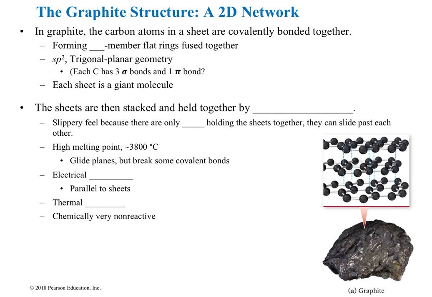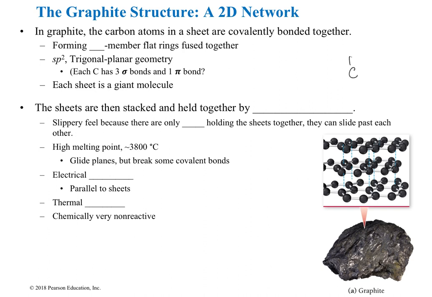We're going to spend a few slides just talking about different structures that carbon makes. Carbon's really cool because it can do a bunch of different things. In the case of graphite, we have carbons that are in a two-dimensional sheet. They are basically just carbon atoms covalently bonded together with sp2 hybridization.